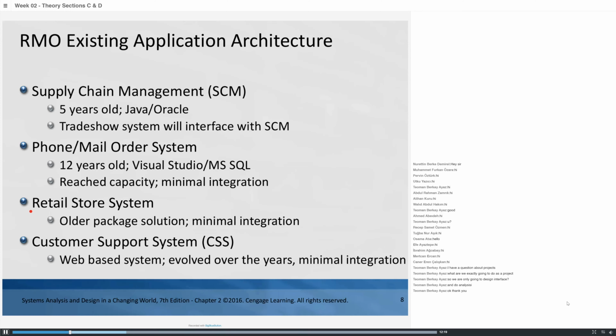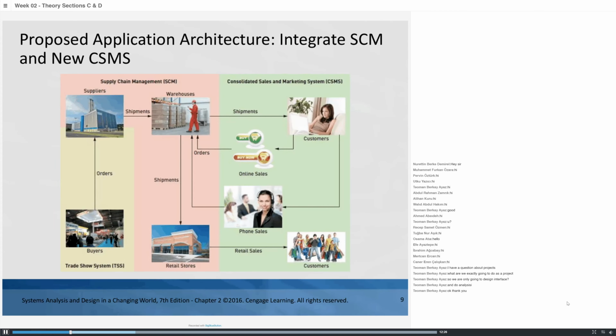At the moment we have this structure, and let's talk about the new proposed application architecture, the new consolidated sales and marketing system. The green part represents the new system. On the left-hand side, we are seeing the existing systems.